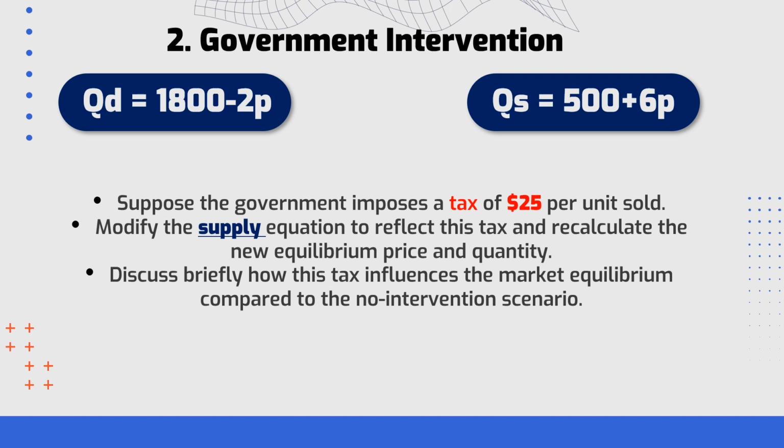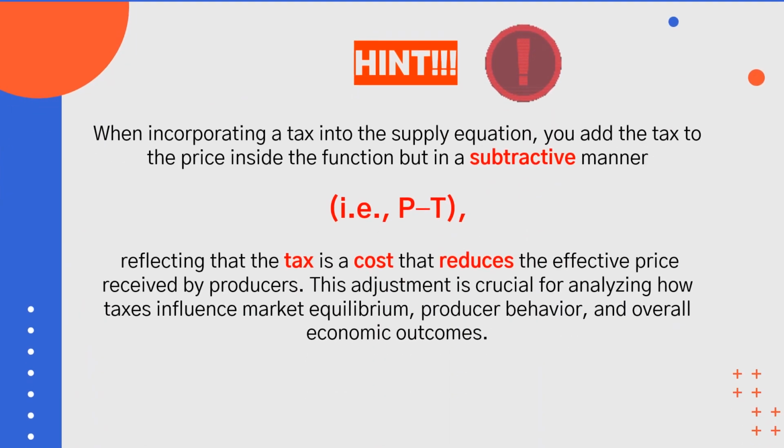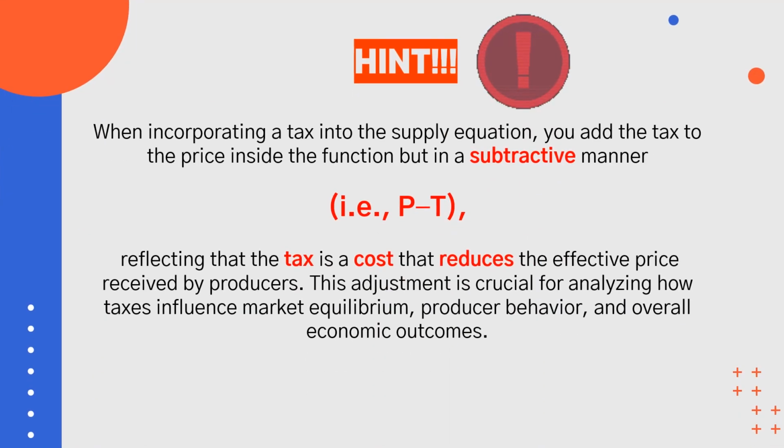So step number 2. In this case, there is the impact of the state. A tax of $25 per unit sold affects the supply side because it's the tax on the supplier, because it increases the cost for producers. This shifts the supply curve upward by the amount of the tax. So in order to modify the supply curve, take into account that the incorporation of the tax on the supplier works in a subtractive manner. In other words, it reduces the effective price which is received by producers.